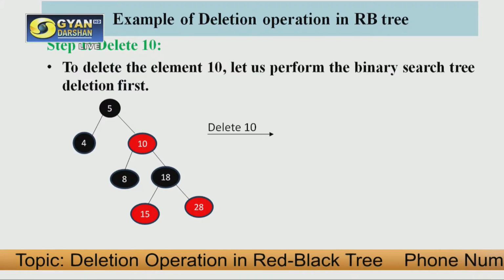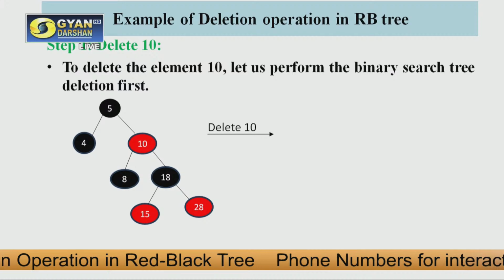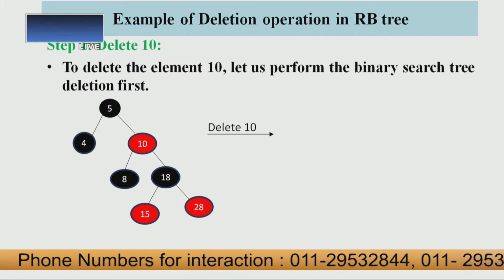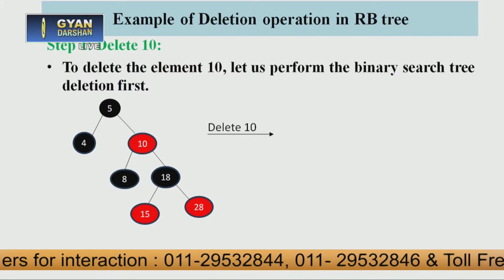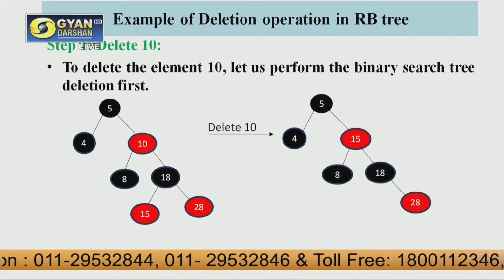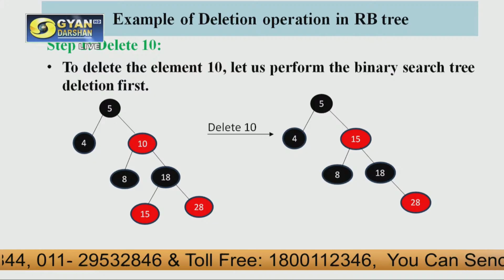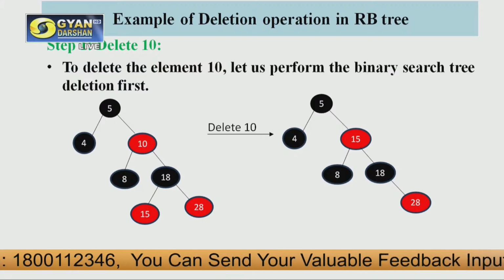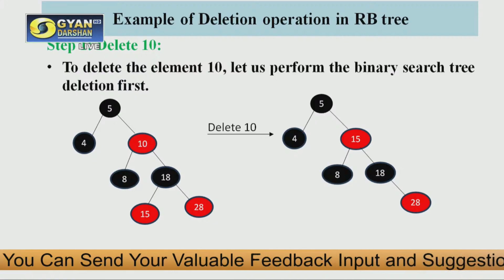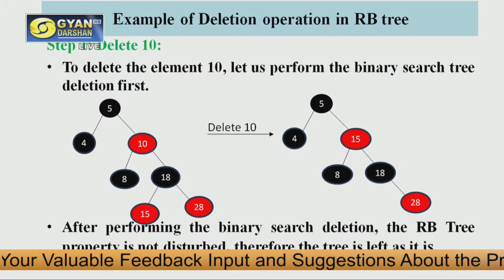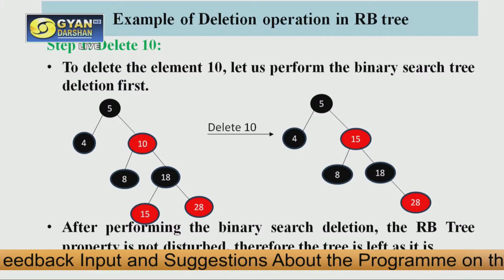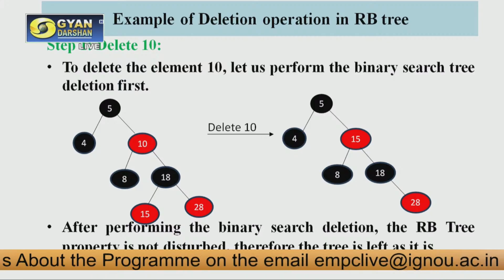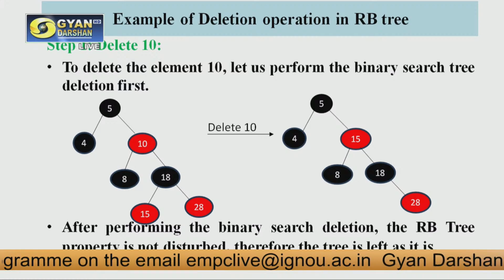And the color of the node to be deleted is red, so it will remain as it is. That is, its color will remain red. So after deleting this 10, we will get the red-black tree which is shown on the right side of this slide. So we can see that it still satisfies the binary search tree property as well as the red-black tree property. So there is no need to do anything further.